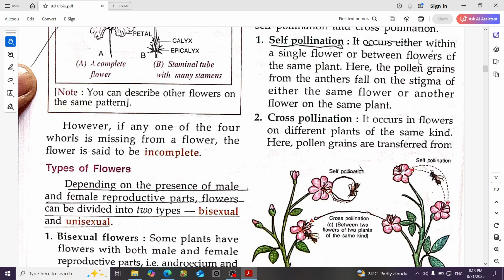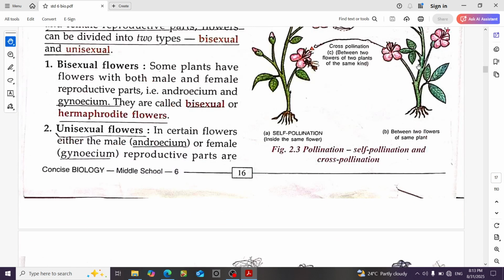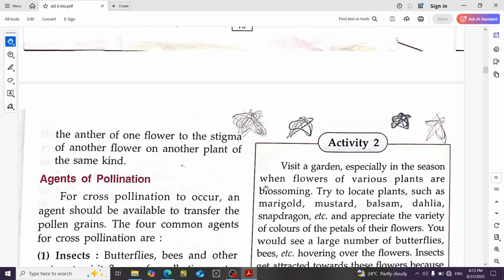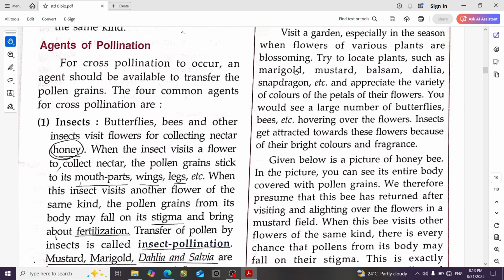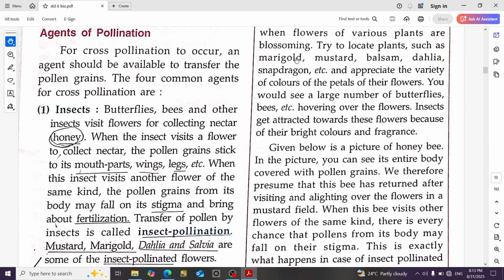Sometimes it happens between two different flowers of two different plants, that is cross pollination. Remember these two types. This is a very important question for the exam. Now we have understood what is pollination. The pollen grains from the male part are transferred to the stigma of the female part.